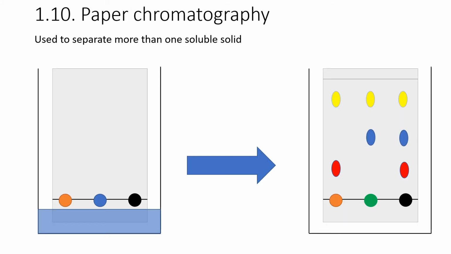Paper chromatography, used to separate more than one soluble solid. On the left here we have a chromatography setup. We have a beaker with a small amount of water in the bottom. We have a piece of chromatography paper with a line in pencil drawn along it, and 3 blobs of ink or dyes put along that line. Now the water will be absorbed into the chromatography paper, and as it moves up the paper, the constituent parts of each of those dyes will be separated out, as you can see on the right.